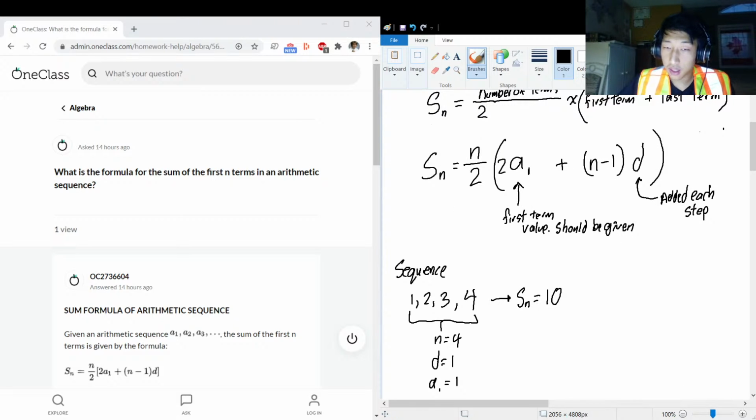Okay, let's run it through the equation and see if our equation is good. So S of n, we expect n divided by 2 multiplied by 2 times A1 plus n minus 1 d.